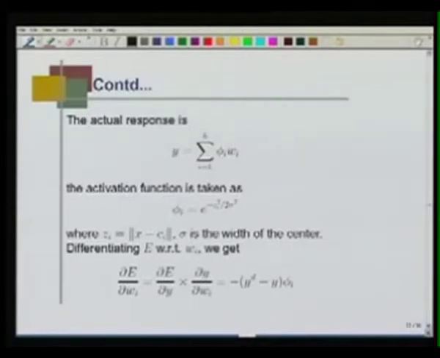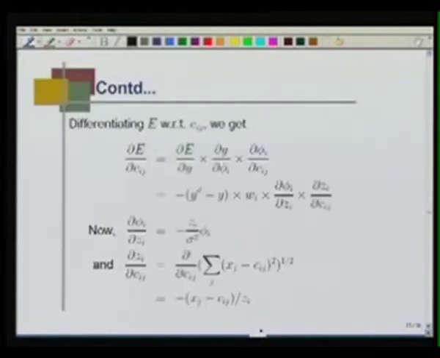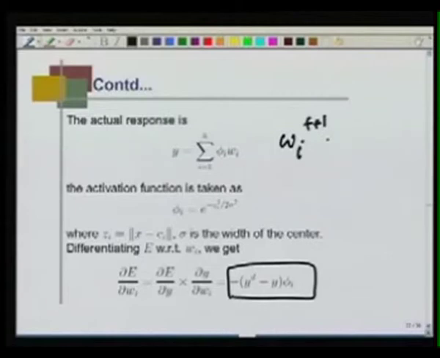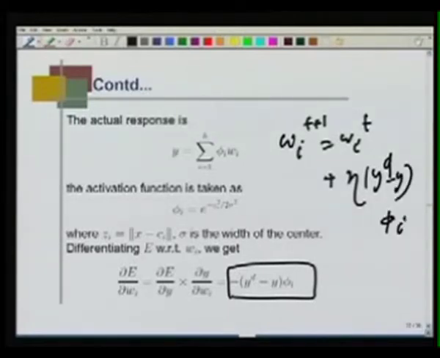Just to give an example, I will be a little faster here because we have already discussed a lot about gradient descent derivation. Our y is the sum of phi I wi, phi I is e to the power minus z I square upon 2 sigma square, where z I is the Euclidean distance between x and c I. Sigma is the width of the center. Differentiating E with respect to wi, you get this. So, the weight update is wi at t plus 1 is wi at t plus eta times error, yd minus y, into phi I. This is the weight update for weights in the radial basis function network.